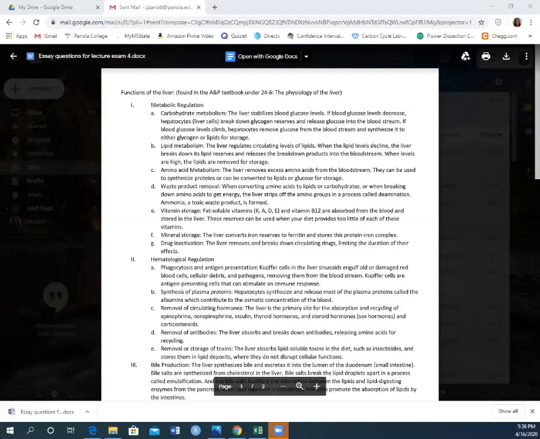The liver is also responsible for vitamin storage. So your fat-soluble vitamins, KADE, K-A-D-E. So if you'll think about it like a man's name, KADE, and your vitamin 12, these will be absorbed from the blood and stored in the liver, and they can be released when you're eating a diet that is deficient in any of those vitamins. In mineral storage, the liver is going to convert iron absorbed from the blood in a form called ferritin, and it will store that protein in the liver.